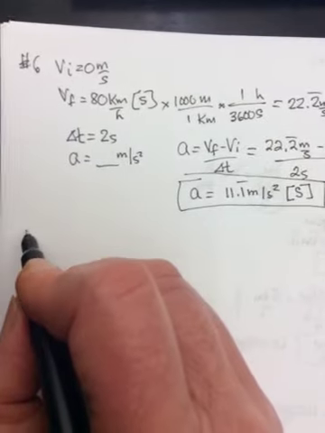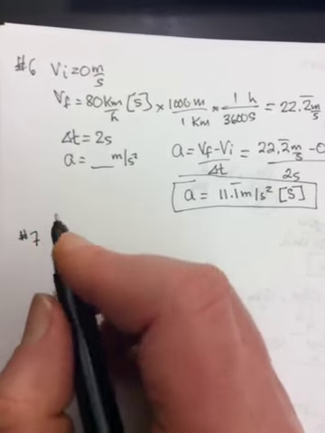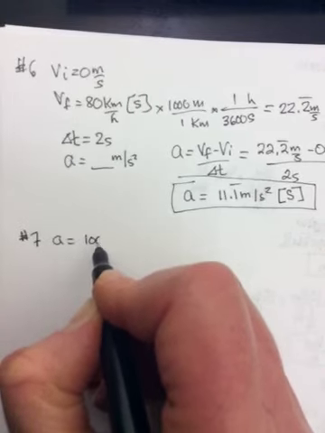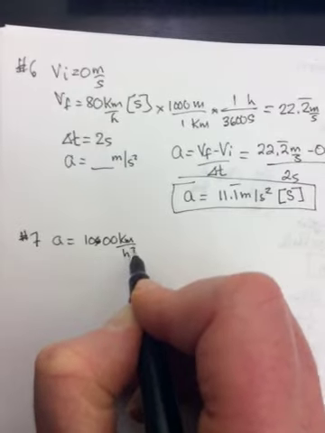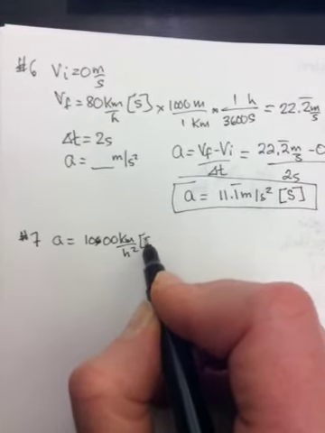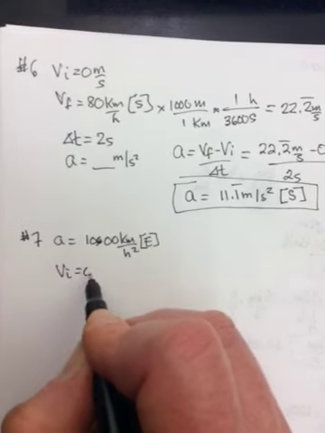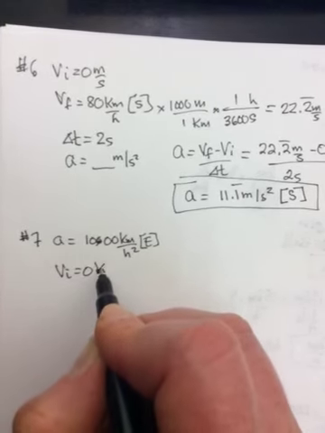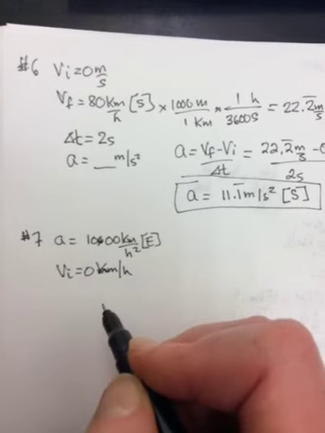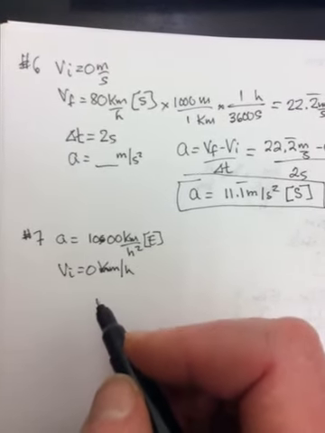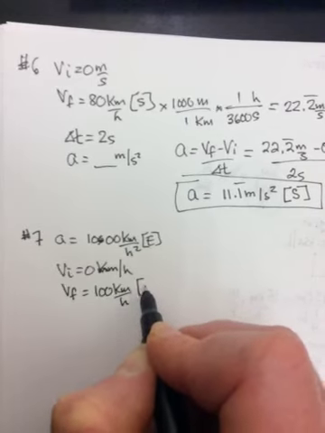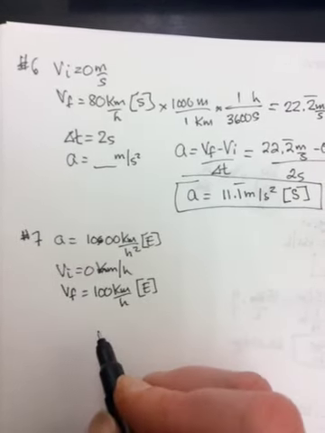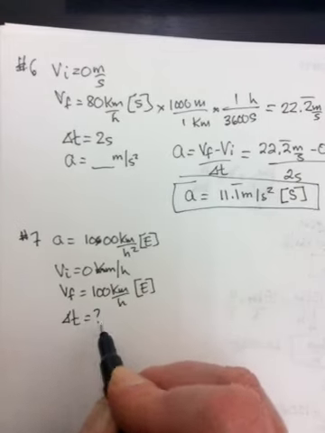For number 6. Number 7, a car accelerates at 10 kilometers per hour squared east from rest. So VI is 0. I guess we could do it in kilometers per hour, meters per second, 0, 0, whichever unit you put it in, and reaches a final velocity of 100 kilometers per hour, so VF, 100 kilometers per hour east. And it wants to know how much time has passed. Delta T is equal to question mark.